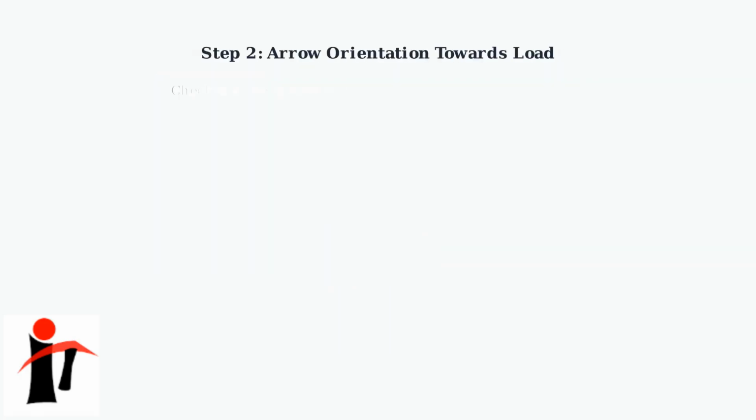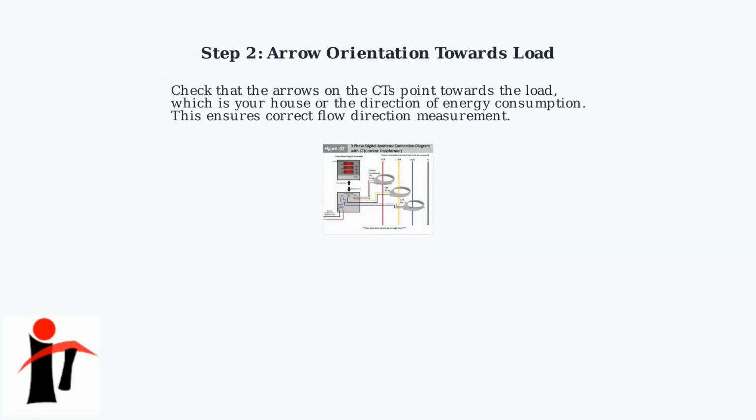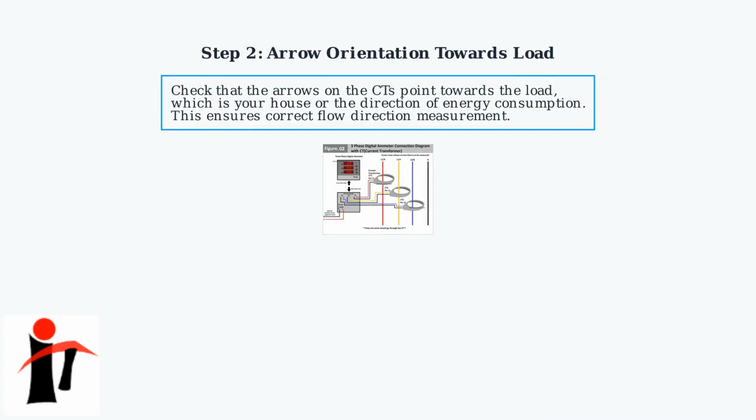Next, verify the orientation of the arrows on your CTs. The arrows should point towards the load, meaning towards your house or the direction where electricity is being consumed. This arrow indicates the direction of current flow and is crucial for accurate grid usage calculations.